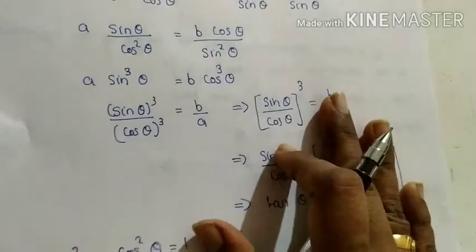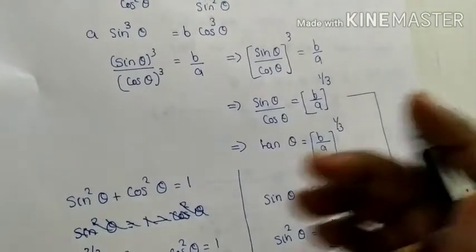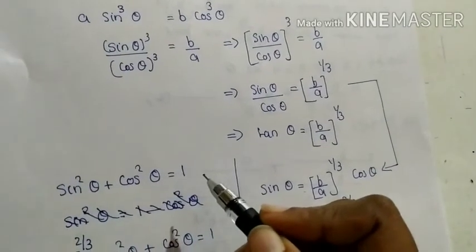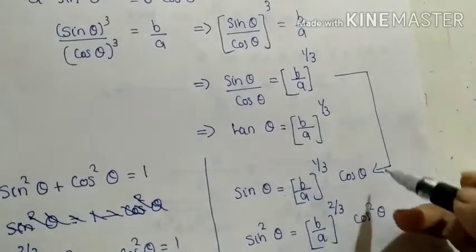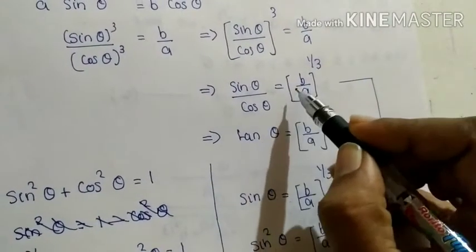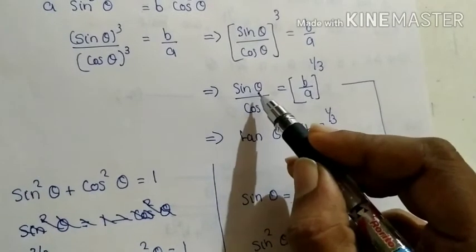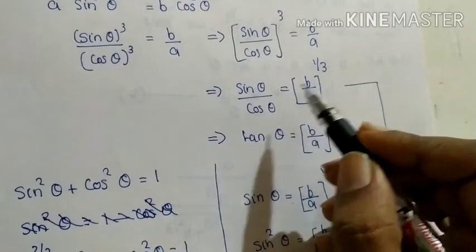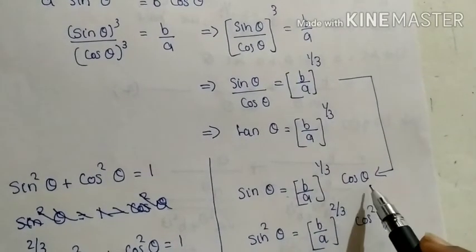Next, we know the identity sin square theta plus cos square theta is equal to 1. From the step sin theta by cos theta equal to B by A whole raised to 1 by 3, taking this cos theta to the RHS, we get sin theta as B by A whole raised to 1 by 3 times cos theta.